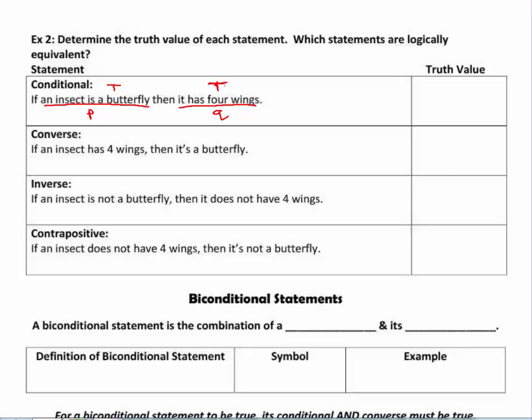I'll help you out there. It's true. So the truth value of this statement, hypothesis true, conclusion true, this conditional statement is true. Now we go to our converse.